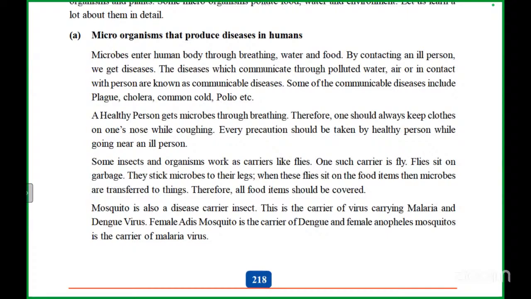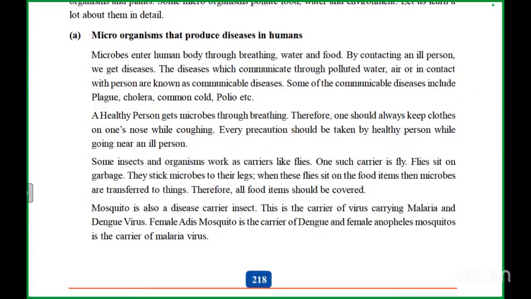Maybe, Eva, maybe. Maybe if they sat somewhere unhygienic, then they may carry bacteria. It depends. But mostly the flies do, because they sit on unhygienic places and on garbage.